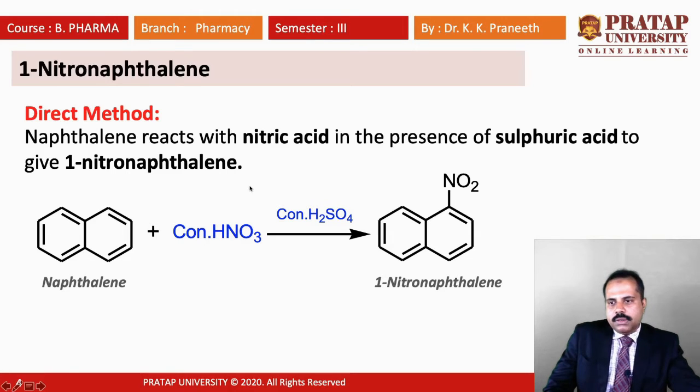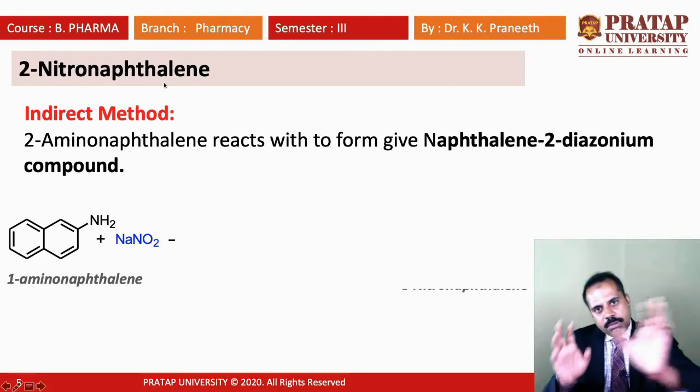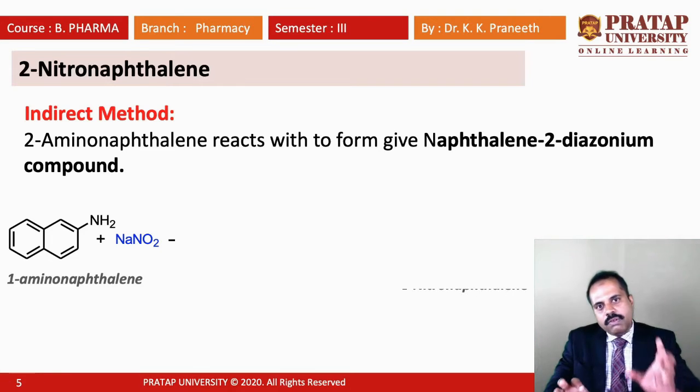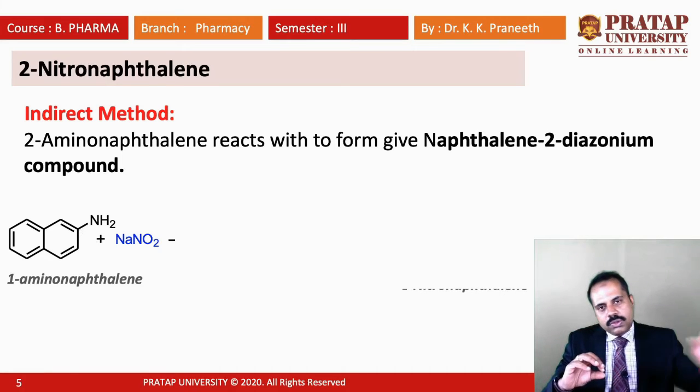What about the indirect method? With the indirect method, we can prepare 2-nitronaphthalene. With the direct method we can prepare 1-nitronaphthalene, and with the indirect method we can prepare 2-nitronaphthalene. This is a scheme starting from 2-aminonaphthalene, right? Indirect method means you already have a functional group attached on the naphthalene and you convert it to some other compound, in this case to nitronaphthalene. So, you have to convert from the amino to the nitro group. This is called the indirect method.